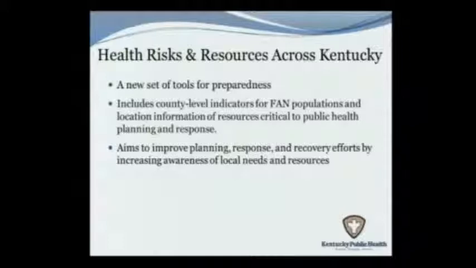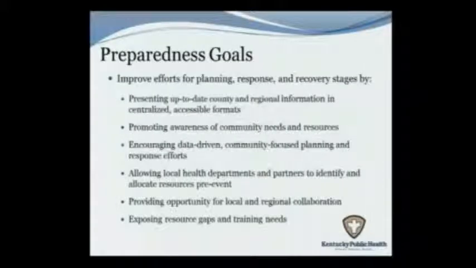The tools are called Health Risks and Resources Across Kentucky, and they include county-level indicators for FAN populations and location information of resources critical to public health planning and response. The overall goal is to help foster improved planning, response, and recovery efforts by providing information so that local health departments or local emergency planners can have a greater awareness of the resources and the risks in their particular communities.